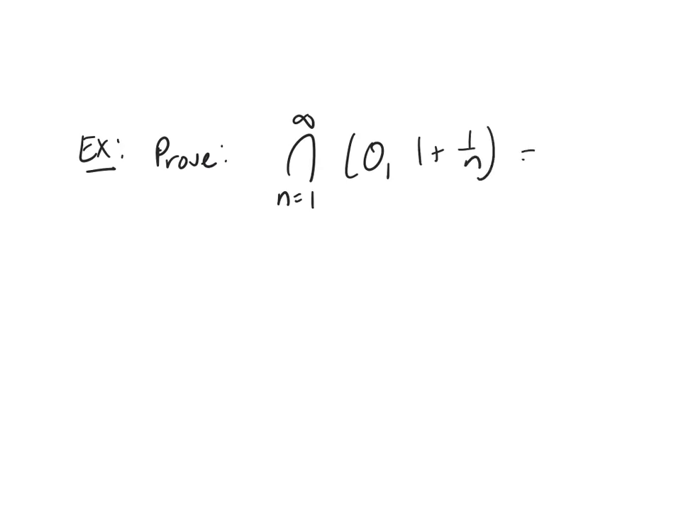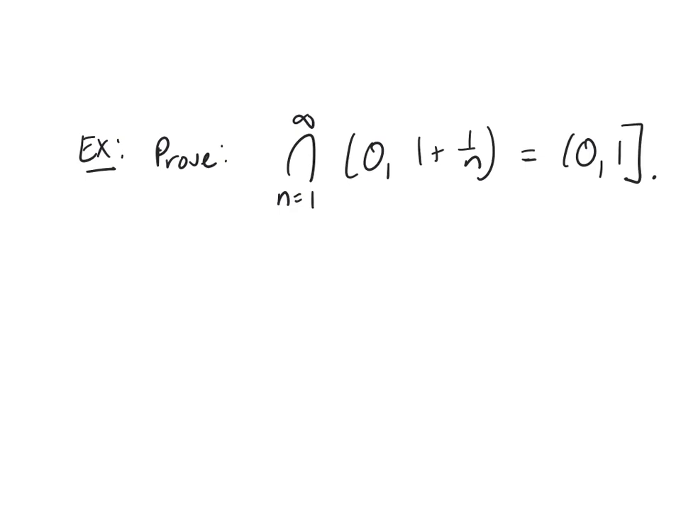So now let's look at proving an intersection. I want us to prove that the intersection from n equals 1 to infinity of the interval (0, 1 plus 1 over n] is the interval (0, 1]. Remember, you're showing two sets are equal. There are two parts to the proof.